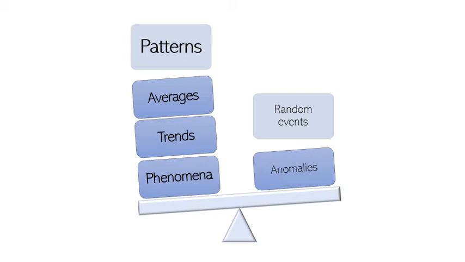Outliers, or things that go against the trend, that go against patterns, outliers and anomalies are important. They're interesting and they're an important part of our human experience. But the focus for the field of sociology is on patterns.